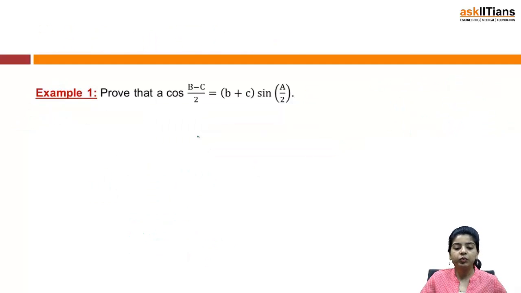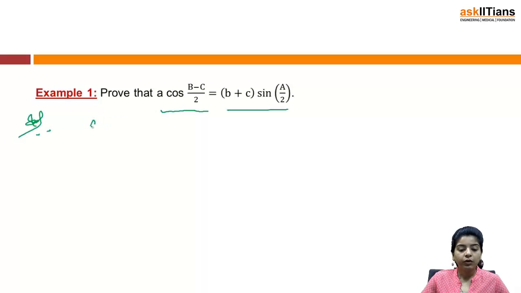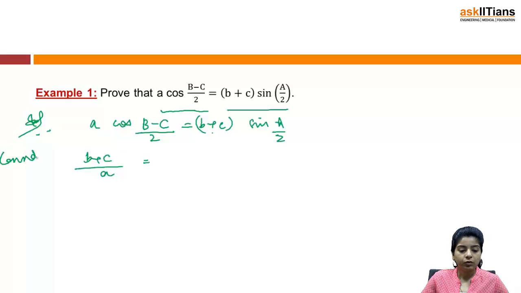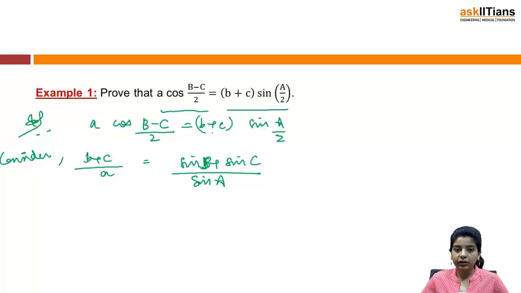So the first example says, prove that a cos((B minus C)/2) is (b plus c) sine(A/2). What are we required to prove? That a cos((B minus C)/2) is equal to (b plus c) sine(A/2). What I do is I first consider (b plus c) by a, this term by this term, right? So (b plus c) by a is equal to (sine B plus sine C) by sine A, using the sine rule I can write it in this form.